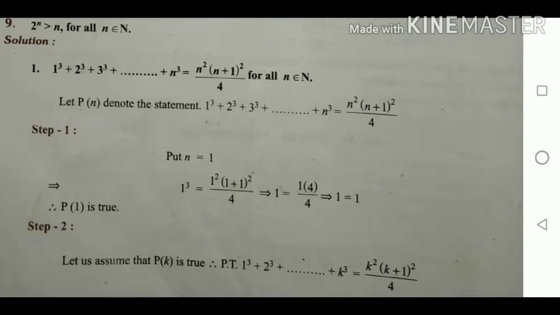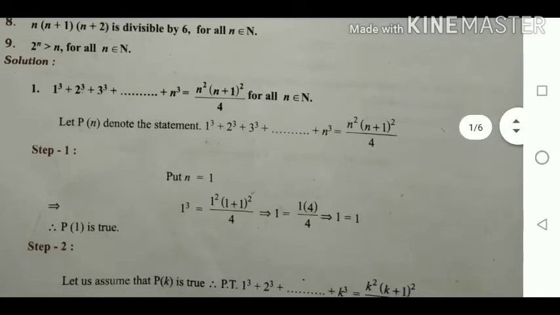Here n equal to 1 means the left hand side 1 cube equal to 1. Then n square into (n plus 1) whole square divided by 4 becomes 4 by 4. When we divide it, we are getting 1. That is, right hand side also we are getting 1. So if left hand side and right hand side are equal, therefore P of 1 is true. So this is the first step in finding the summation of natural numbers when n belongs to N. We have proved all those things.